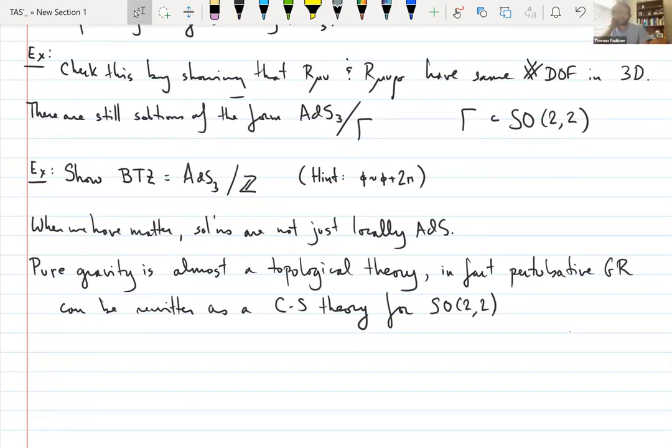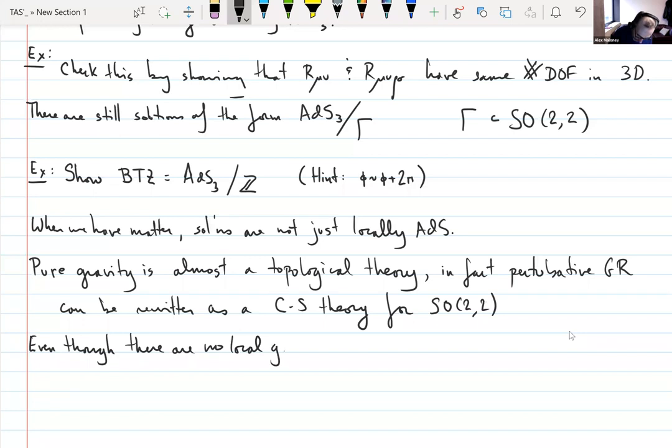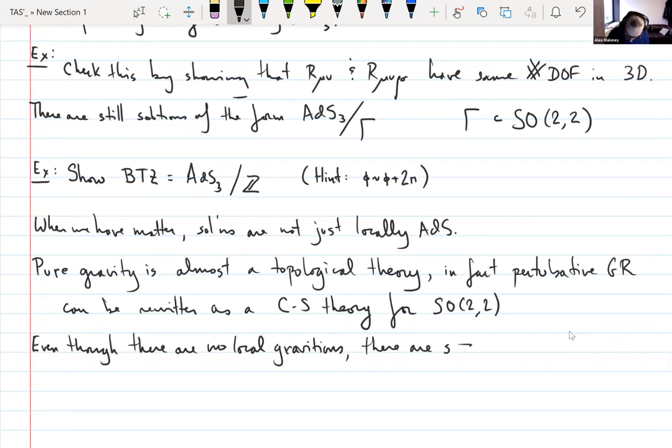Okay, perfect. There's one important fact, though, that is worth mentioning, which is that even though there are no local degrees of freedom, that is to say, no local gravitons, there are still what we would call boundary gravitons, or if we were to use the language of condensed matter physics, what we might call edge modes, associated to these diffeomorphisms that don't vanish at the boundary.